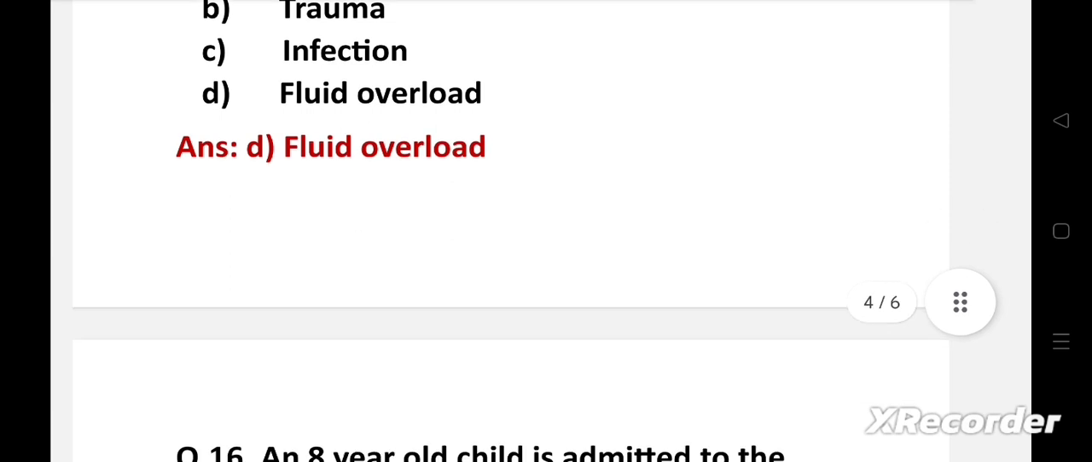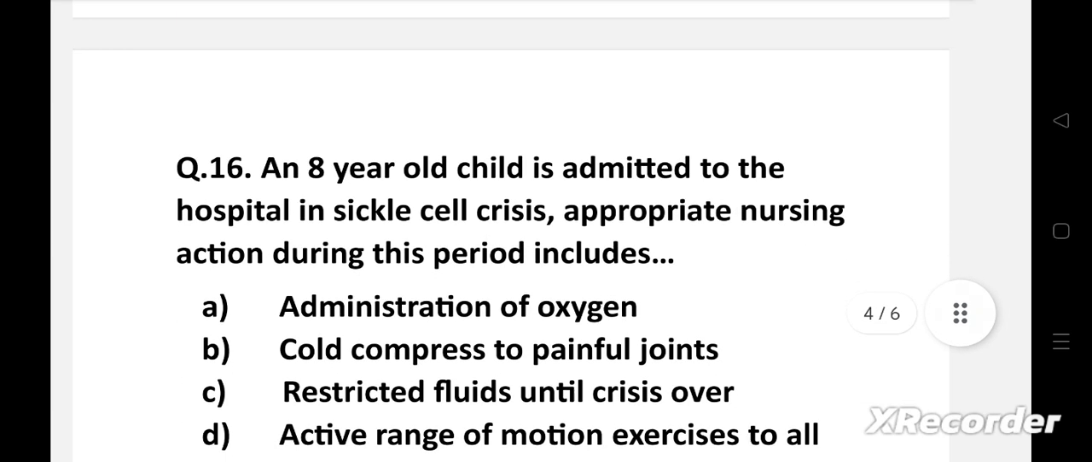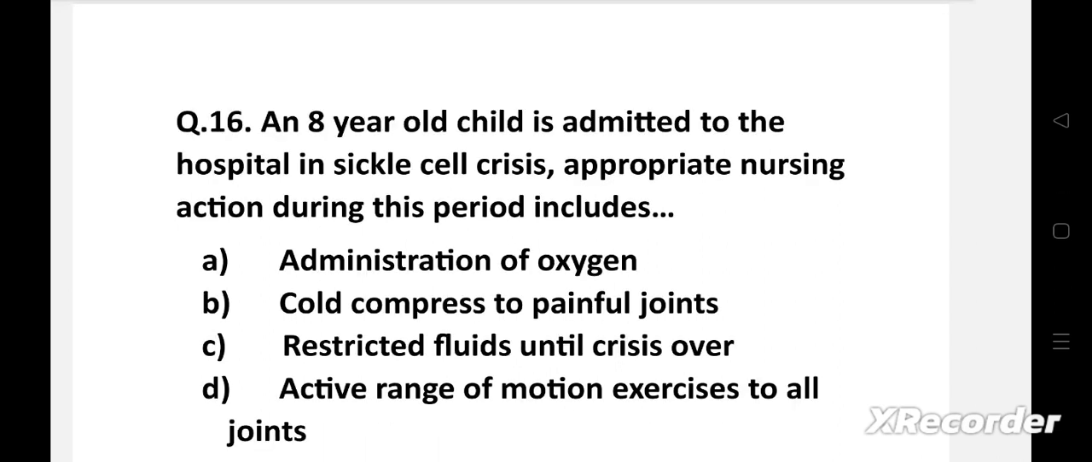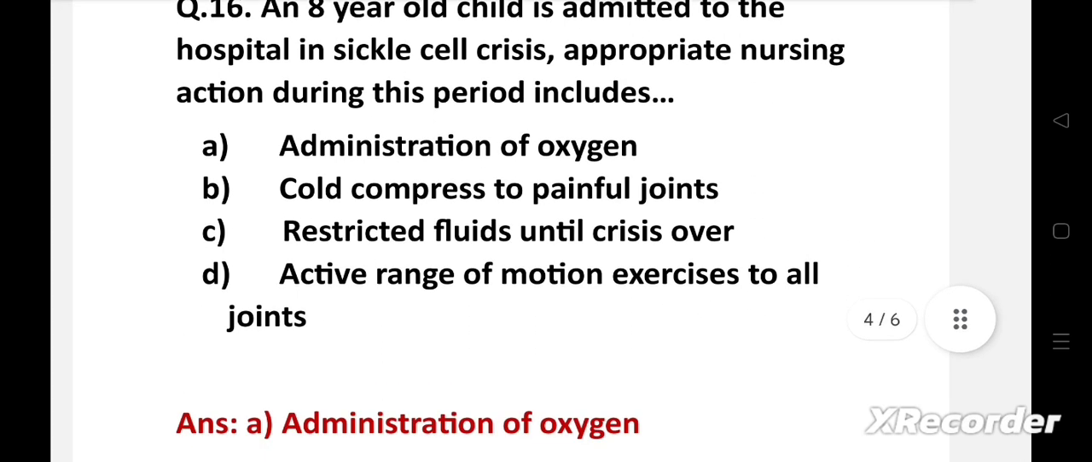Next question. An 8-year-old child is admitted to the hospital in sickle cell crisis. Appropriate nursing action during this period includes: option A, administration of oxygen; B, cold compress to painful joints; C, restricted fluids until crisis over; D, active range of motion exercises to all joints. Right answer is option A.